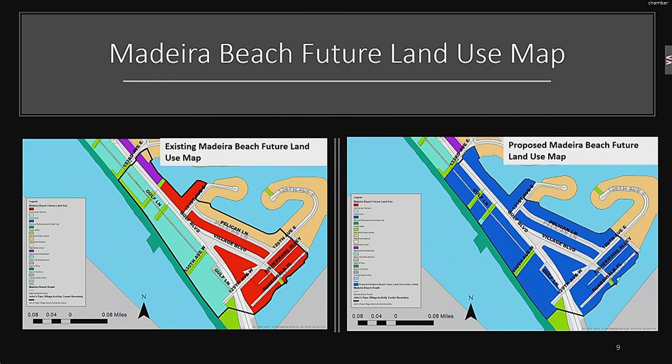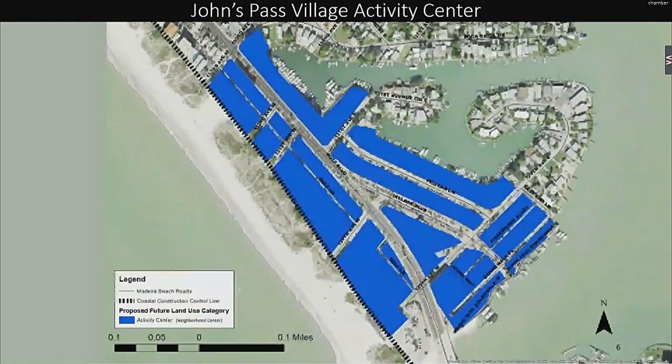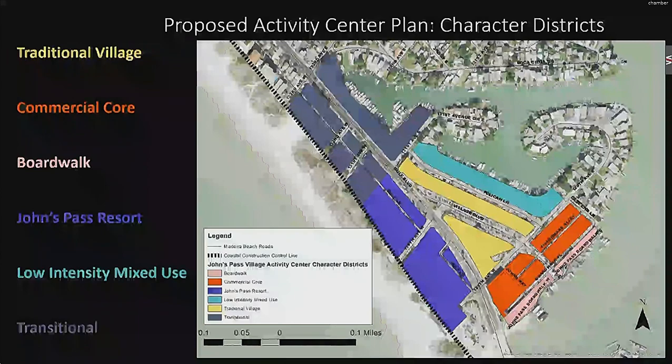Now, the comprehensive plan does state all those 6 character districts, and then it has different intensities and densities in this special area plan. The comprehensive plan refers to this document. It's a large, 70-page document, saying this is where you get your intensities and densities. You have to look at this document. That document has all of these 6 character districts with different intensities and densities.